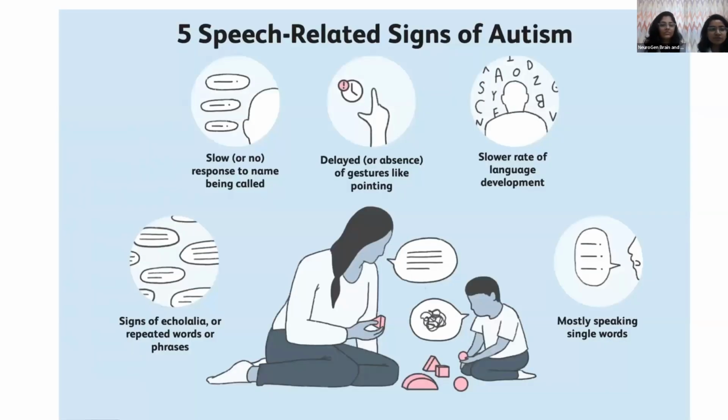Now, here are a few signs that can be used for the early diagnosis and intervention of an individual with autism spectrum disorder. Five of them could include: they would either have a very slow response or no response at all to their name. They would have delayed or absent gestures, like they would not point to the object or whatever they would want to communicate or indicate. They would have a slower rate of language development. If they are verbal, they would usually be using single words rather than a phrase or a sentence, and signs of echolalia could also help us diagnose autism spectrum disorder.